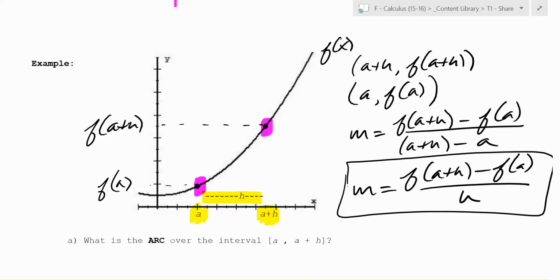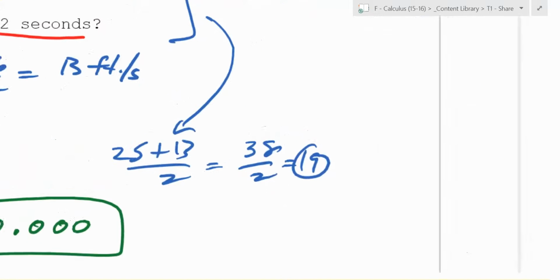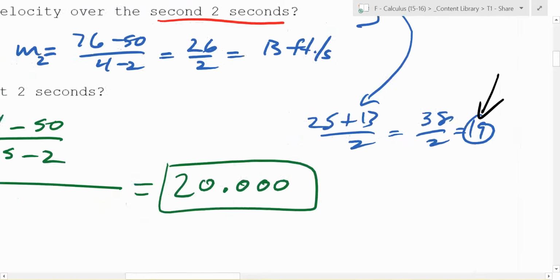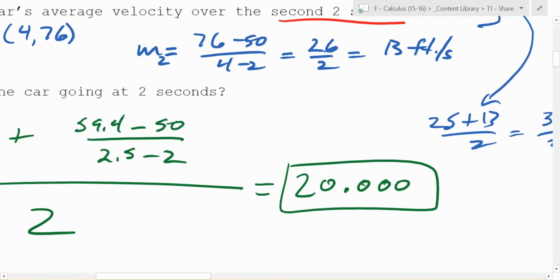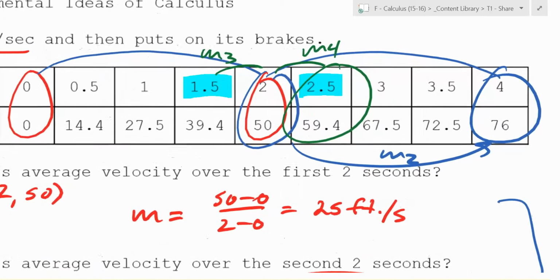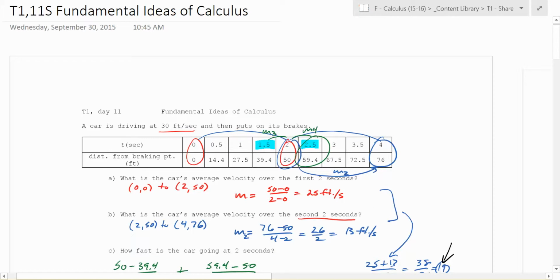Going back here, what was our initial estimate that Zach came up with? 19. That was our initial average. And then we got it better to be exactly 20. How did we make it better? We made it more exact. What did we do to the intervals? We narrowed the intervals. So instead of going from 0 to 2 and 2 to 4, we zoomed in.